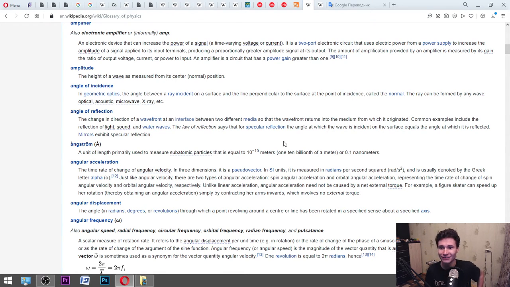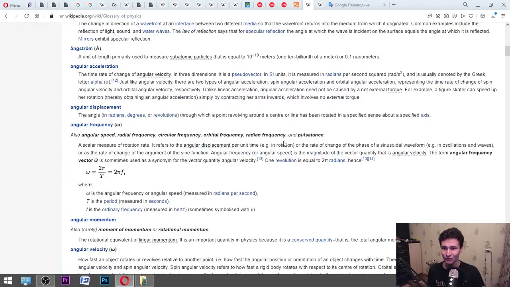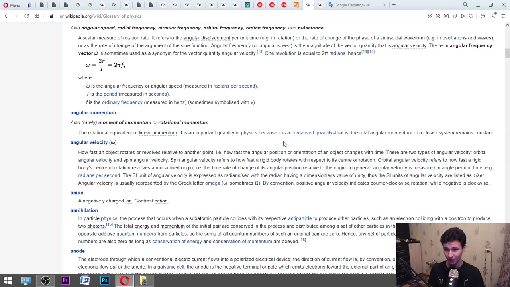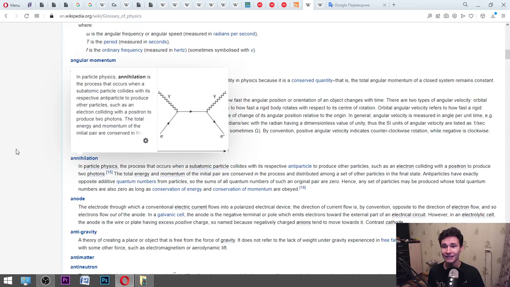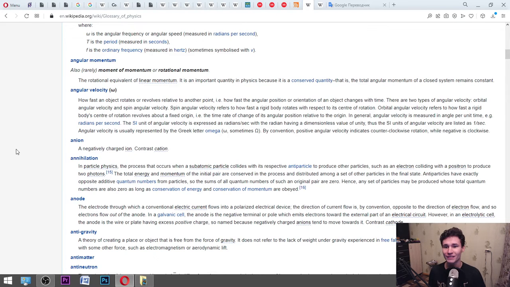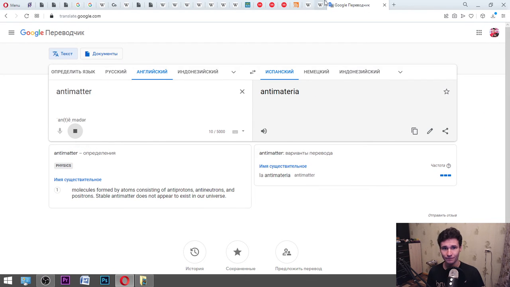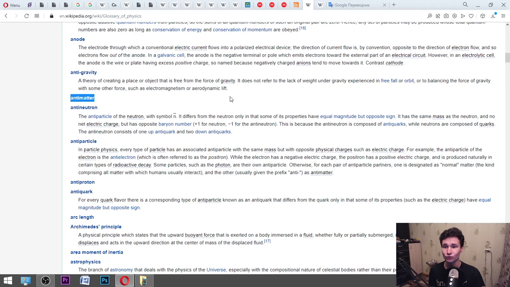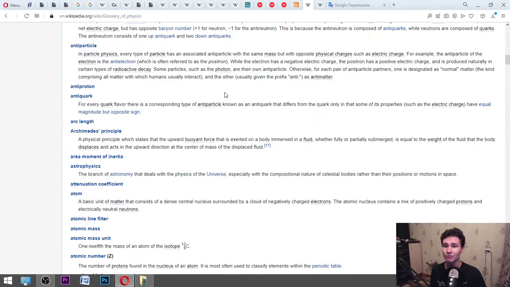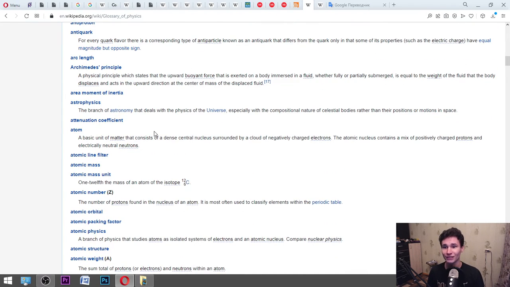angular acceleration, angular displacement, angular frequency, angular momentum, angular velocity, anion, a negatively charged ion, in contrast to cation, annihilation in particle physics, anode, anti-gravity, antimatter, antineutron, antiparticle, antiproton, antiquark, arc length, Archimedes' principle, area moment of inertia, astrophysics, attenuation coefficient. Okay, we'll find it.